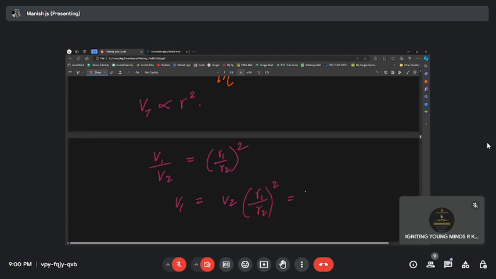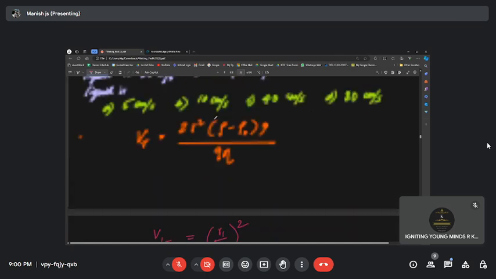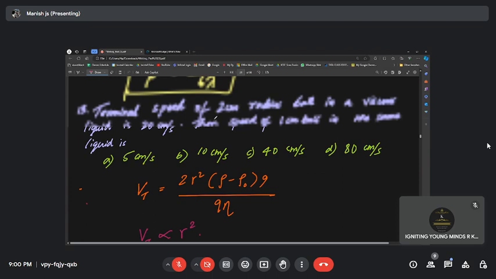Go for a simplification, which is 20 times, this is 1 and 2 square, so the whole square. What's your answer? 2 square is 4. 4 5s are 20, right? So the velocity is 5 centimeters per second. That's your answer. So option A is the answer.